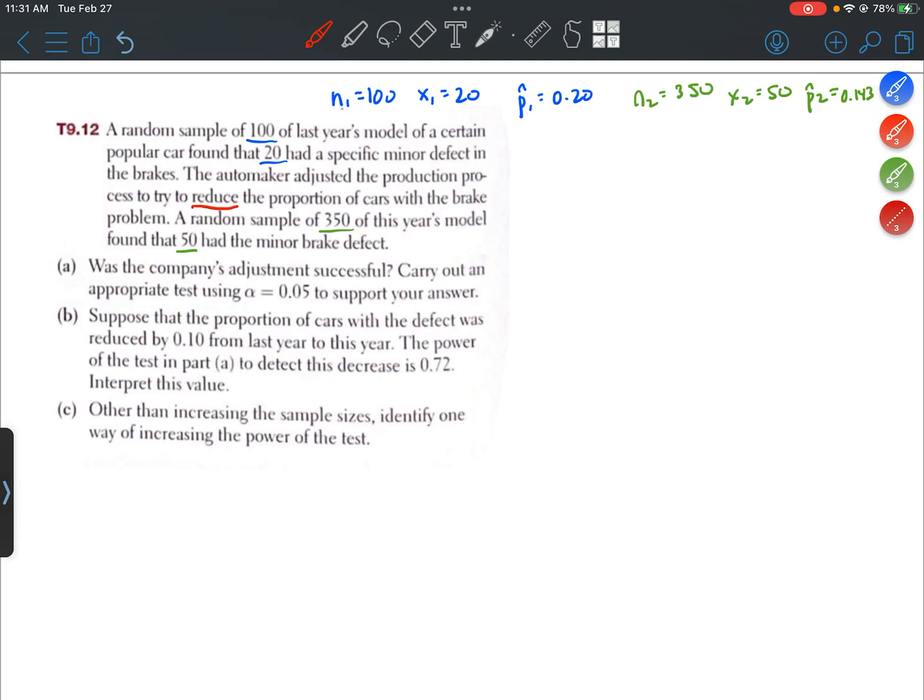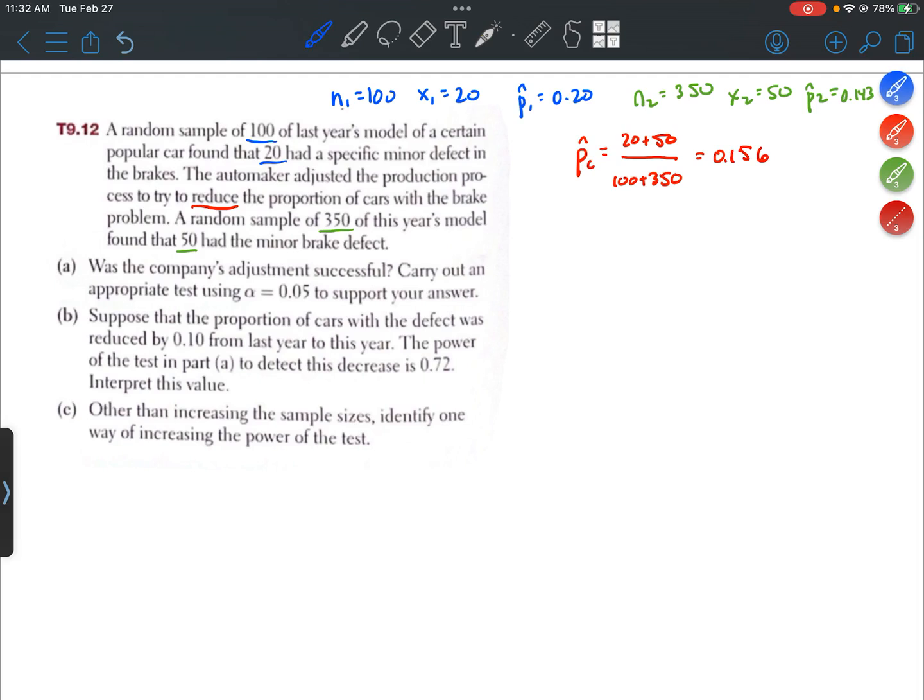And because this is a two-sample procedure, we are going to have to use the combined proportion to check the large counts and to calculate the test statistic. So that's going to be 20 plus 50, or 70, divided by 100 plus 350, which is 450. Okay, so 70 out of 450 is 0.156. That was rounded.